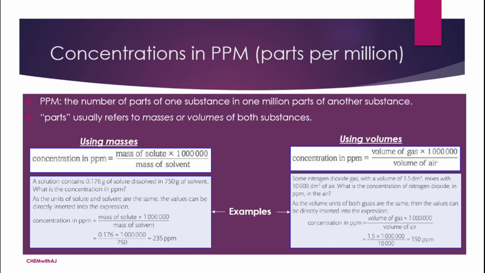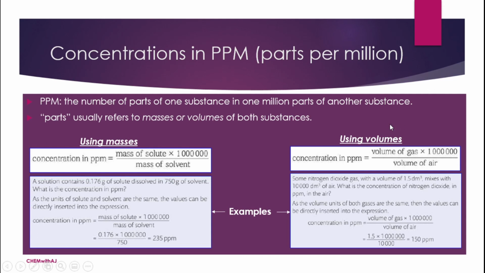The units are the same, so the units will cancel out. We have to make sure the units are the same, so they cancel out. And so the values can be directly substituted into this equation. So we substitute that, multiply it by 10 to the power 6, and get 235 parts per million.